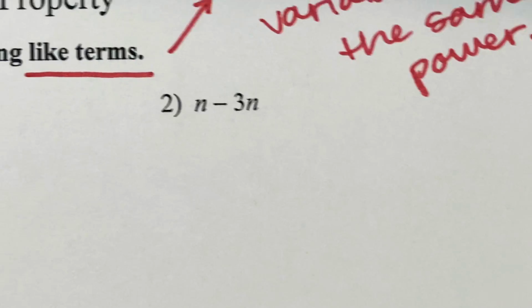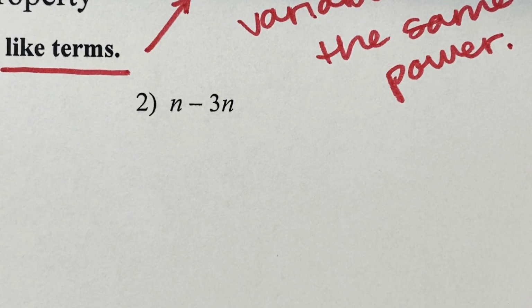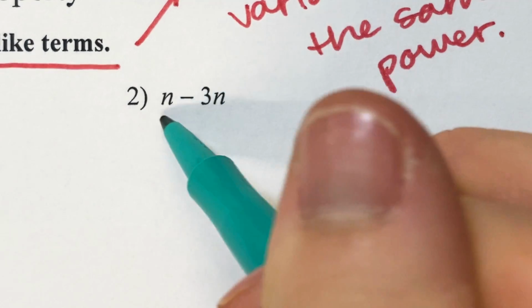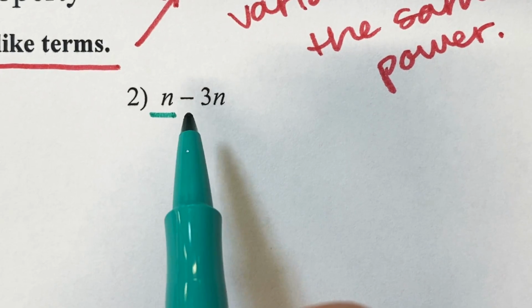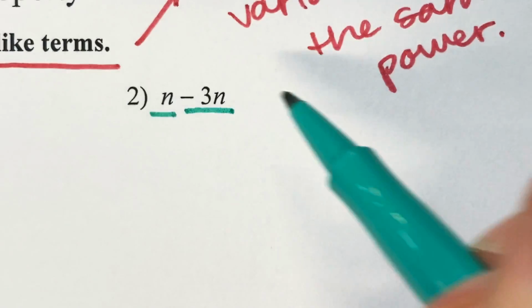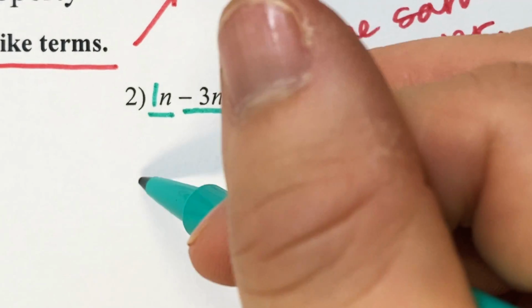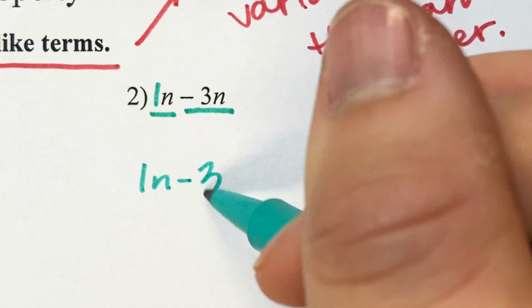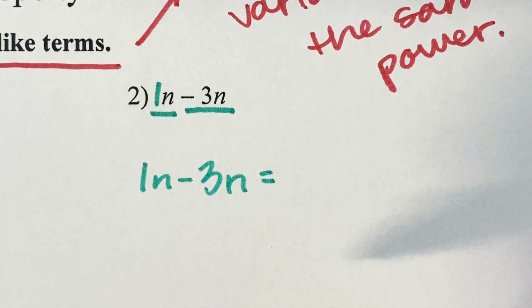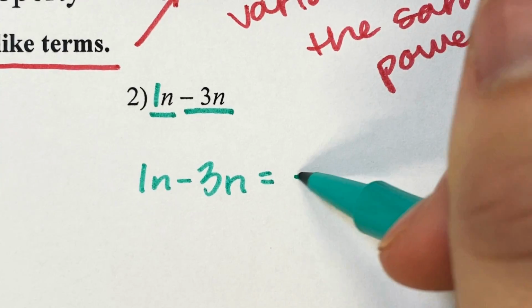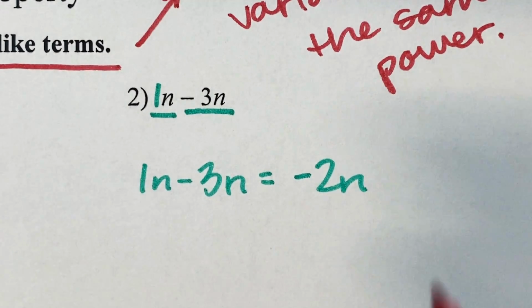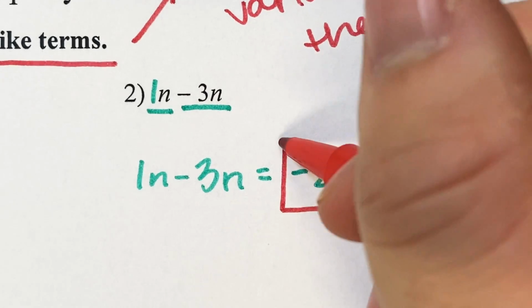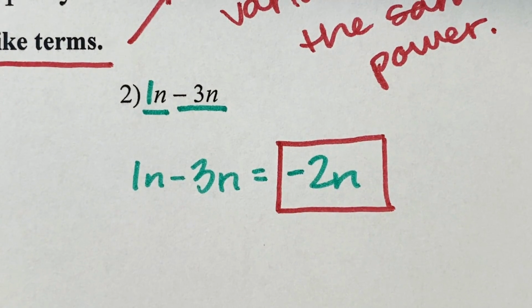Okay, let's look at number 2. Our first term is just this single n. Look at our second term. Does it have an n attached? Yes, it does. So these are both like terms. This is like saying 1n minus 3n. So what is 1n minus 3n, or what is 1 minus 3? That's going to give us negative 2n, and that is our simplified expression.